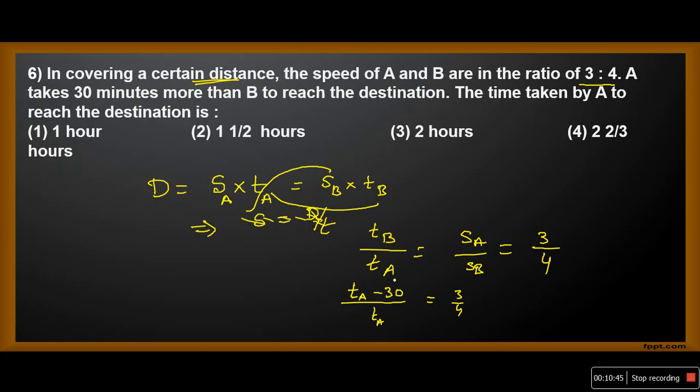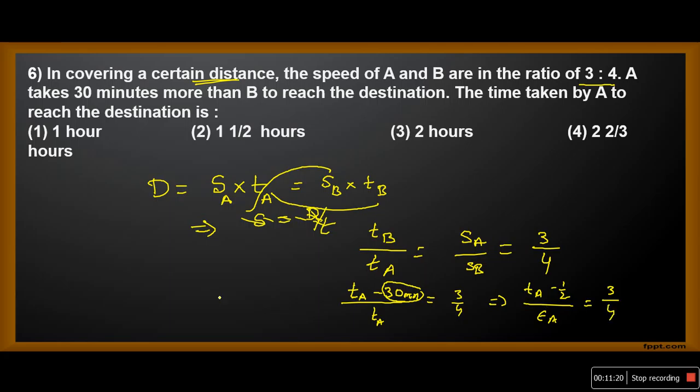See here, very important, who is taking more time? A takes 30 minutes more than B. It's clear. It means B will take lesser time. So this is TA minus 30. Here it is minutes, here it is hours, so this can be written as half an hour. That implies TA minus 1 by 2 by TA equals 3 by 4.